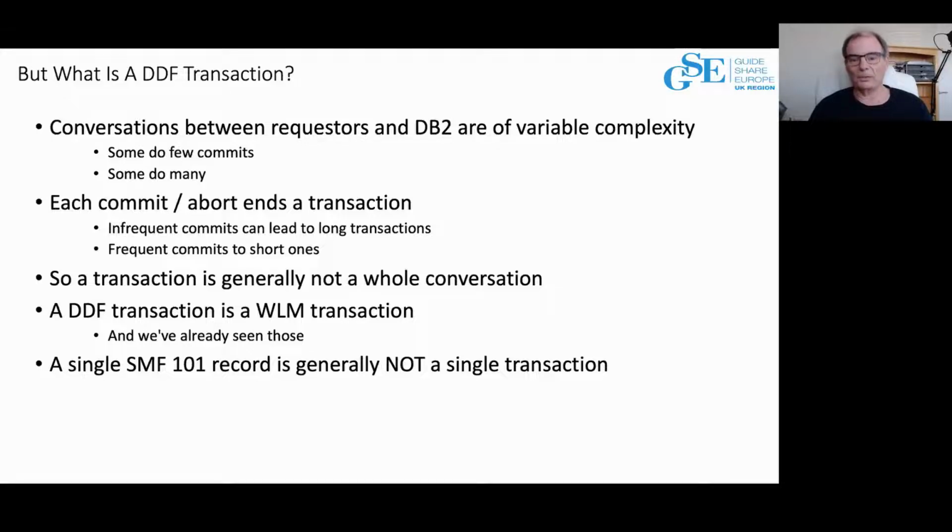Which is lumping an awful lot of stuff together, quite frankly, but actually it cuts down the number of SMF records by a similar amount. Typically, I see a COMAC of either 1 or 5, or, and I think this is the default, 10. So a 101 record is, again, not necessarily a single transaction and almost certainly not a whole conversation.